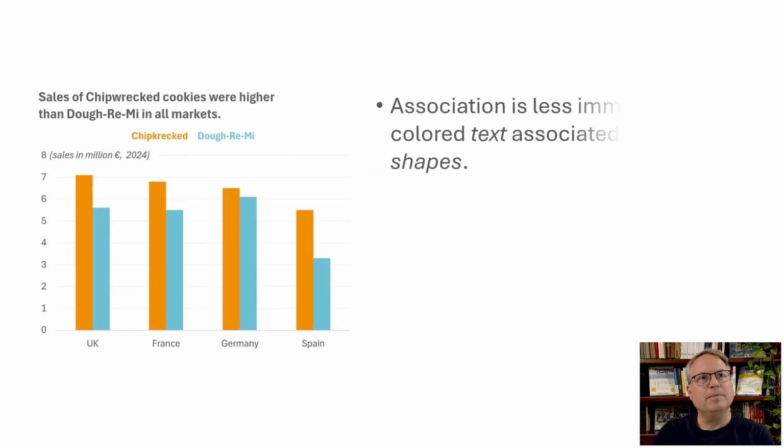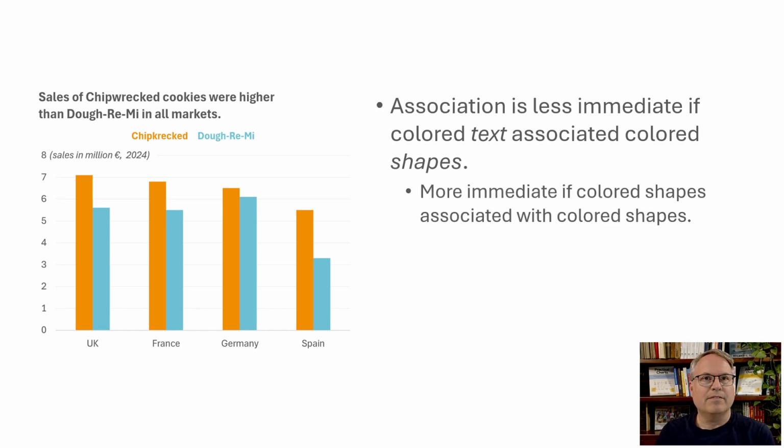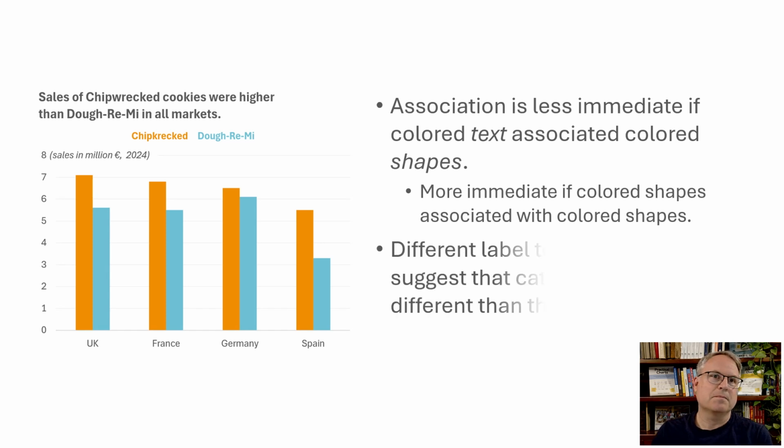It's not a huge problem, but I just find that the association between the elements in the legend and the colors in the chart is slightly longer, right? Because the reader has to associate the color of text with colored shapes, right? But text is different than shapes. And so I think it's a little bit more immediate if they're associating colored shapes with other colored shapes, essentially.